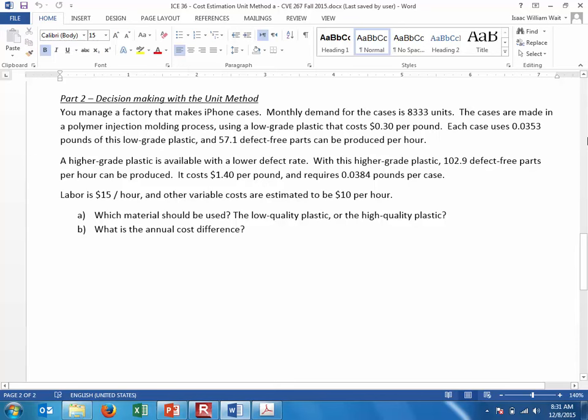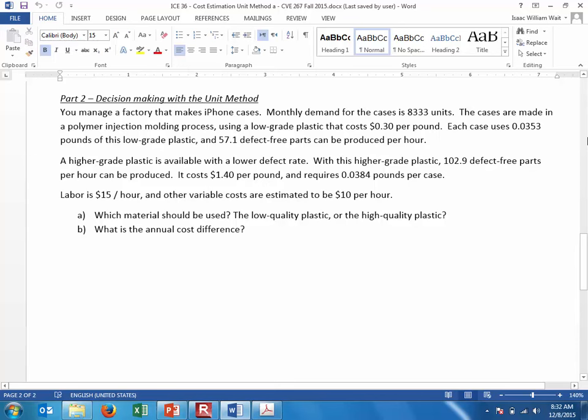That low quality plastic only costs 30 cents per pound, and we know how much, 0.0353 pounds for each case. Compare that to the higher grade plastic. It has a lower defect rate, and so instead of only 57.1 parts per hour, we can make 102.9 parts per hour. So that boosts the productivity a lot. And in a given month, we need to have 8,333. The marketing department has said that's what the demand will be at the price they hope to sell.